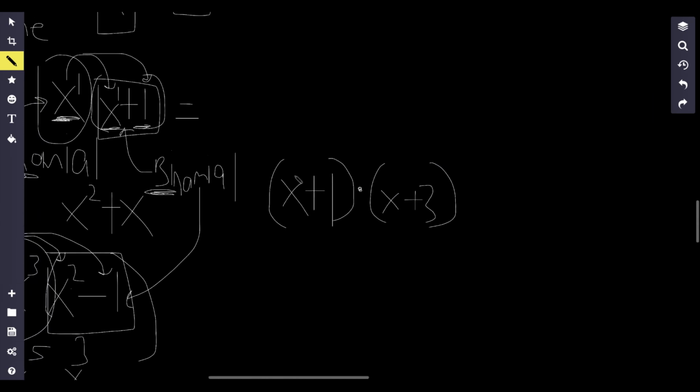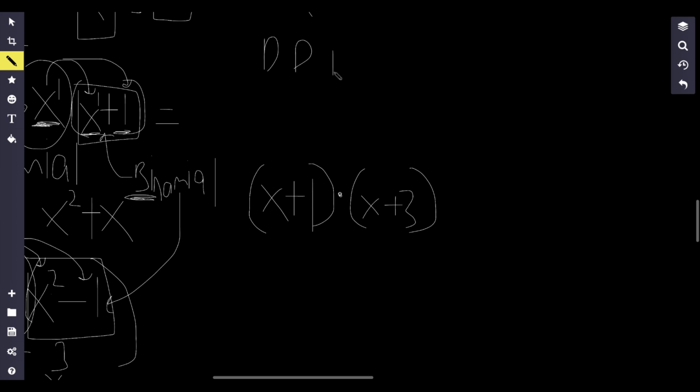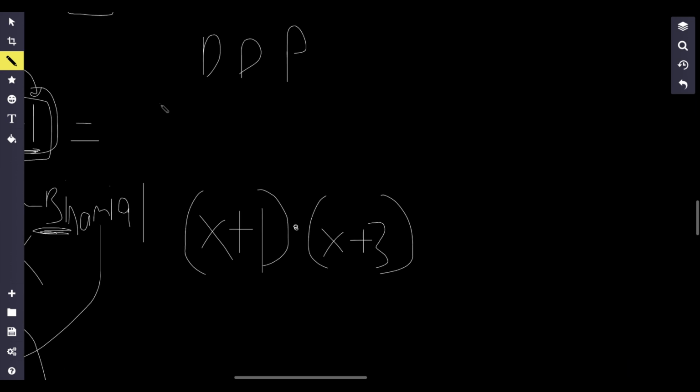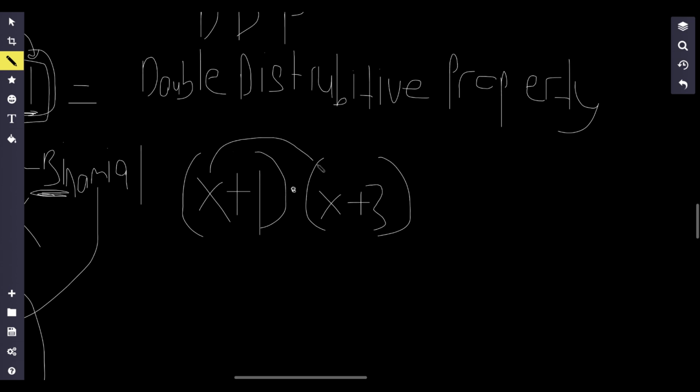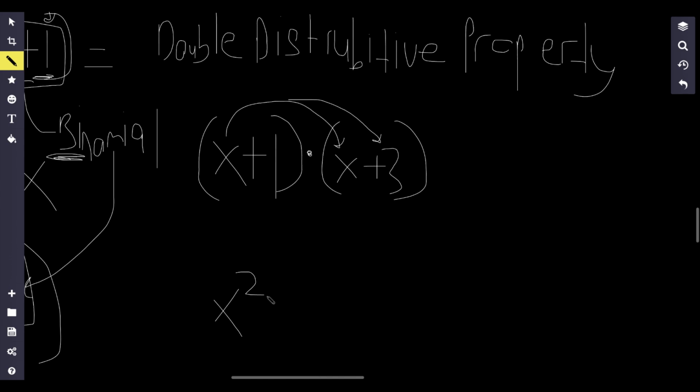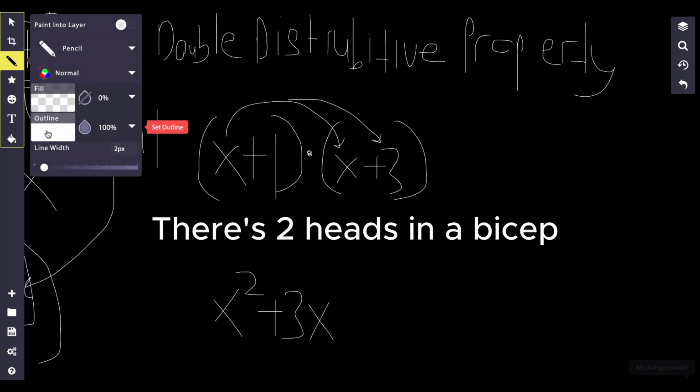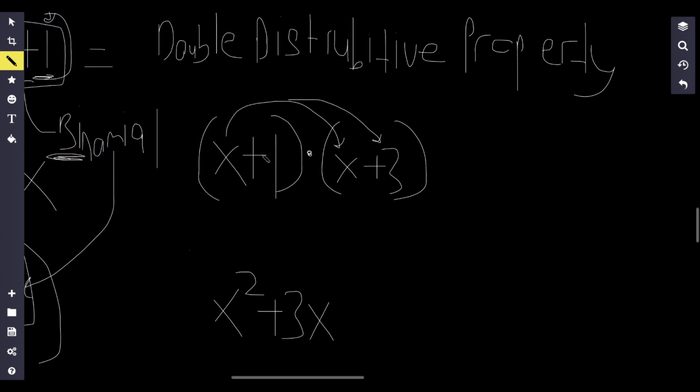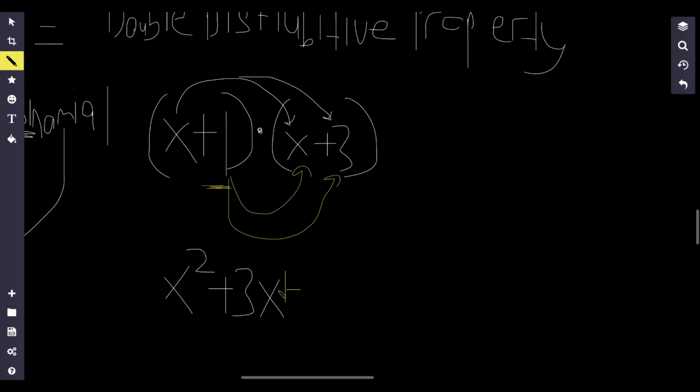Now, in this example here, I'm multiplying two binomials together. So how do I do this? Well, remember DDP, the double distributive property. First you distribute the x to both of these terms. So x times x gives you x squared. X times 3 gives you 3x, right? Now you're going to take your 1 and distribute it to both terms. So 1 times x gives you 1x, or just x. And 1 times 3 gives you 3.